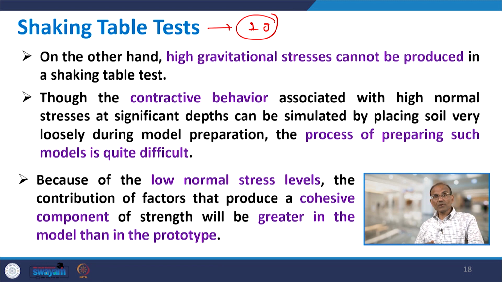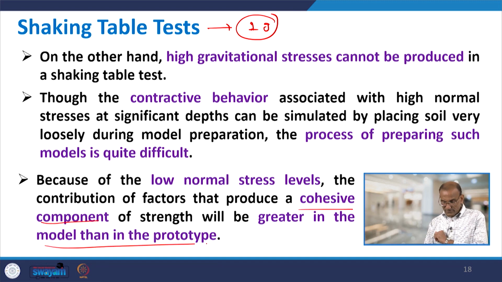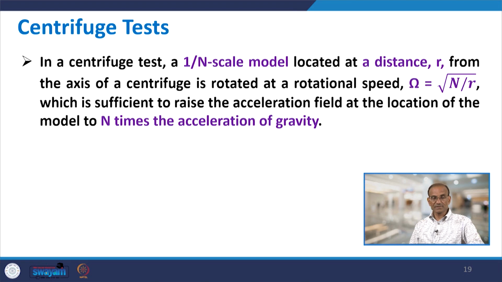Because of the low normal stress levels, the contribution of factors that produce a cohesive component of strength will be greater in the model than in the prototype. So, the contribution of the cohesive component in the model is higher compared to its contribution in the prototype. These are some of the issues with the shaking table test which require attention.